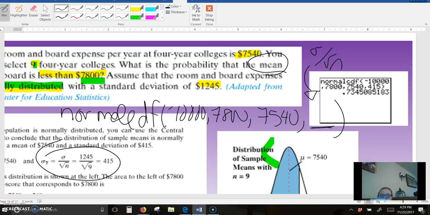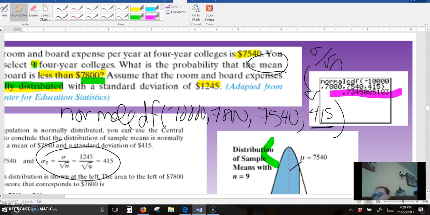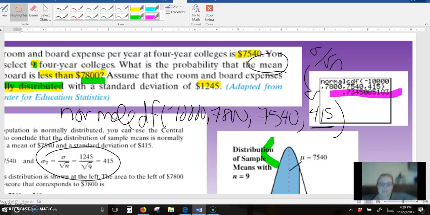Let me double check that. Yeah, 415. All right, so I'm going to type 415 right here. Second VARS, go to normal CDF, negative 10,000, and then we have that 7,800, our mean, 7,540, and then the standard error, so that 415. And this is the number that we get. So this means that the probability that the mean is less than 7,800 is 73%.